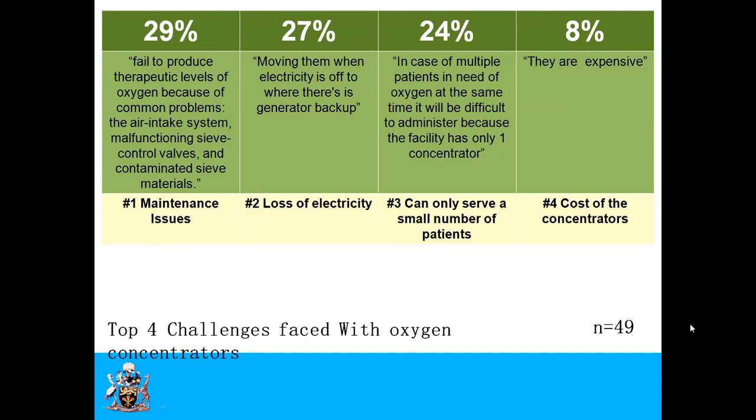The other major challenge is that most of them are designed for one person, maybe two, and therefore you need quite a large number of them to serve a large number of patients. And of course, a similar challenge applies with oxygen cylinders. And the last one was simply the cost, that they're expensive. But as I mentioned, the majority of them are actually donated as well. But for those who bought them, the cost was expressed as a major challenge. Next slide, please.